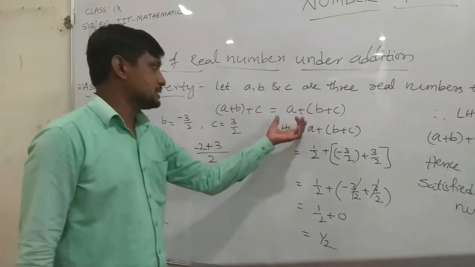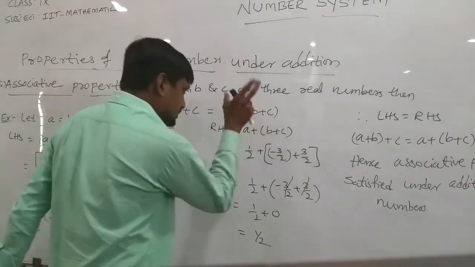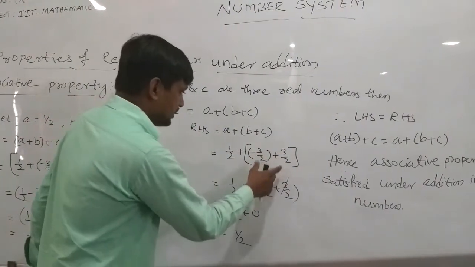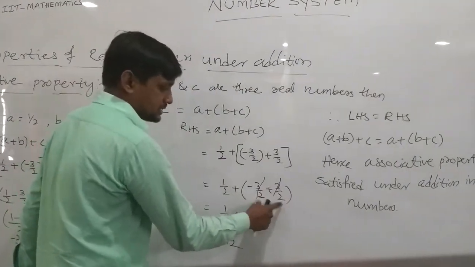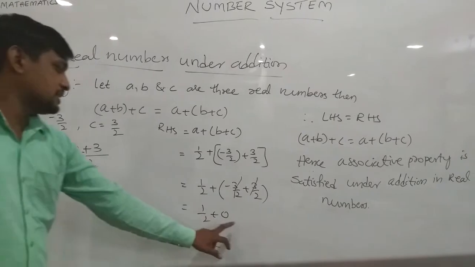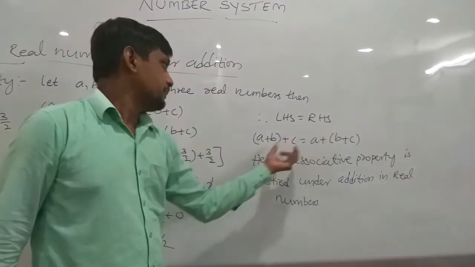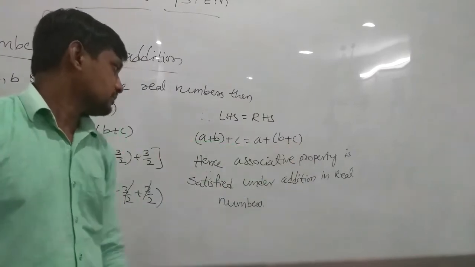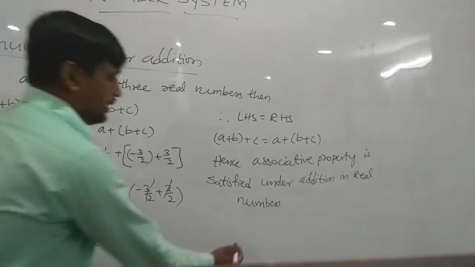In the same way I am taking the RHS. The RHS is a + (b + c). I substitute the values as they are: a equal to 1 by 2, b equal to minus 3 by 2 and c equal to 3 by 2. Now here 1 by 2 plus minus 3 by 2 plus 3 by 2. Both these are like fractions, one is minus and one is plus, so I am going to cancel. The sum will be 0. 1 by 2 plus 0 equal to 1 by 2. So hence LHS is equal to RHS. That means (a + b) + c is equal to a + (b + c). Hence the associative property is satisfied under addition in real numbers.